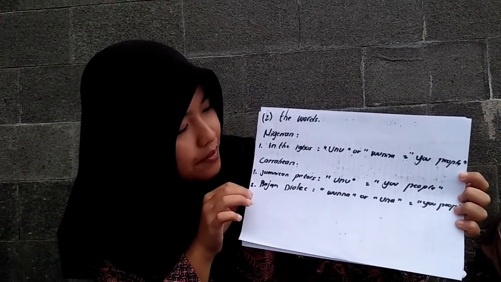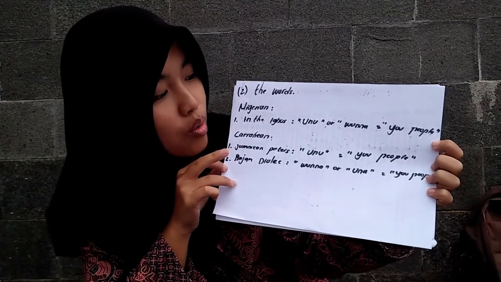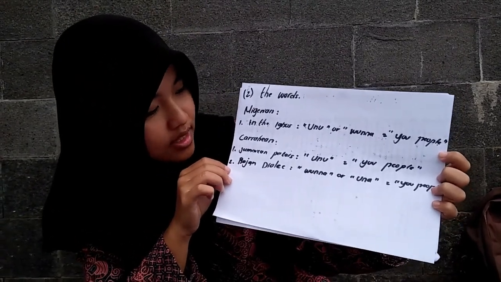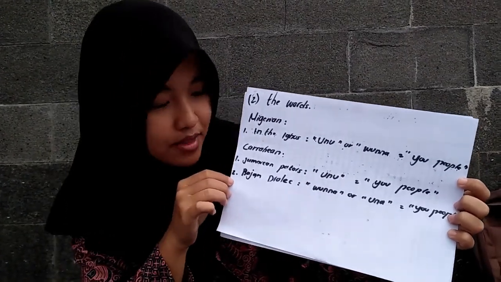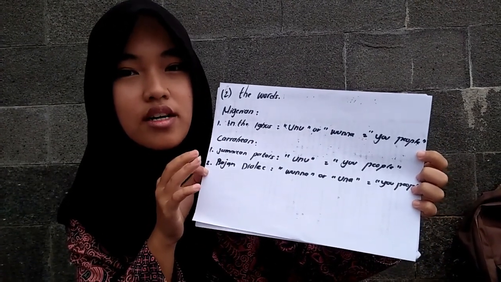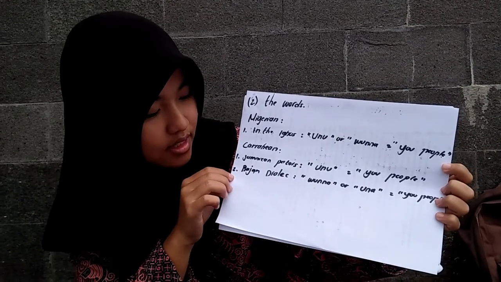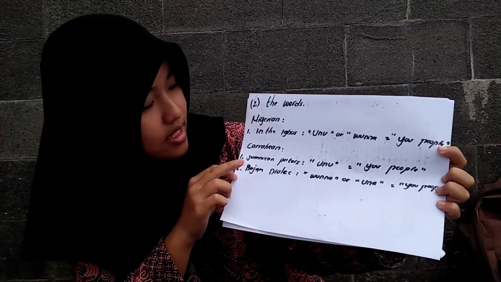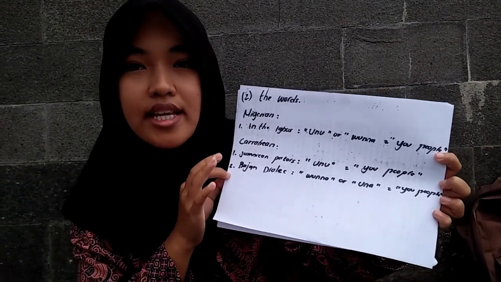In words, Nigerian Igbo city has the word unu or wuna. It means you people, and in Jamaican patois the word is the same, unu, and the meaning is also the same, you people. And the next is the Bajan dialect, which also has a word like Nigerian Pidgin, for example una or una. The meaning is also you people.